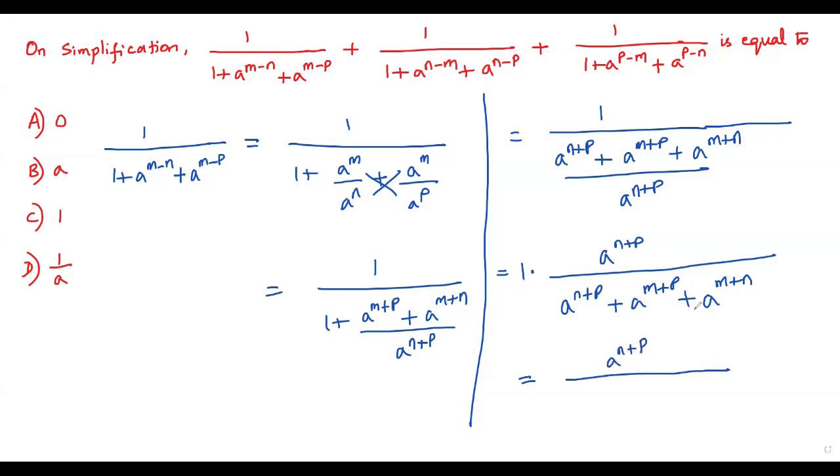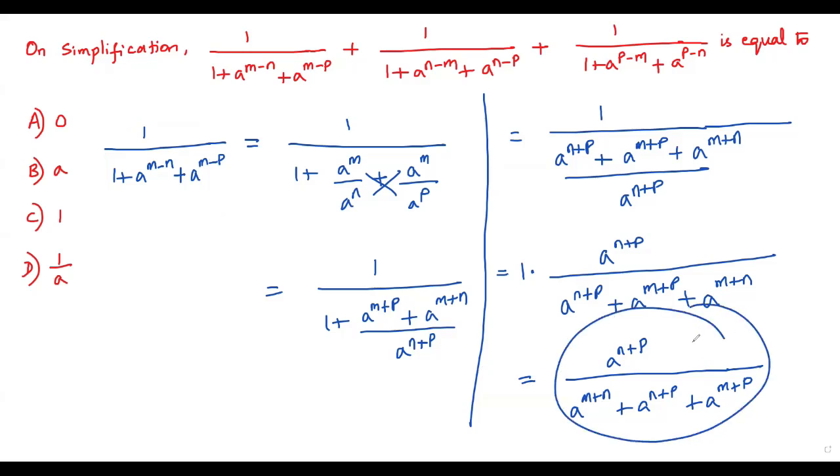And in the denominator, we can rearrange the terms by writing the letters of the exponent in alphabetical order. In that case, I'll have this one as the first term, that is a to the power of m plus n. Then I'll have a to the power of n plus p. At last, we'll have a to the power of m plus p. Now I just simplified the first term of the given expression and I got this one as a result.